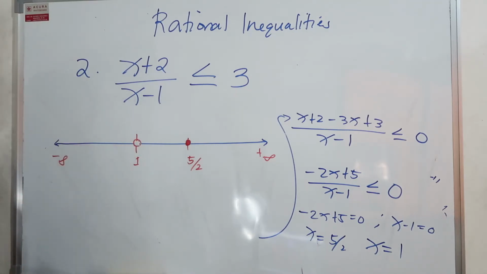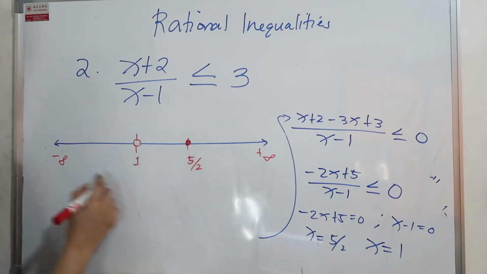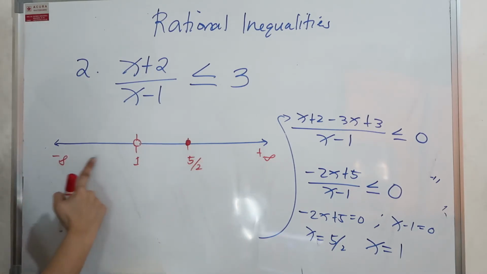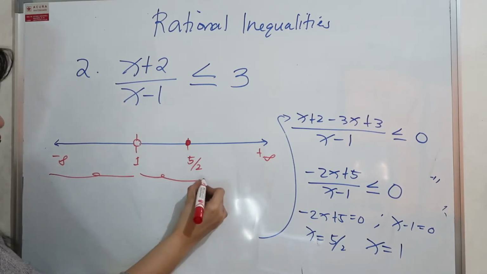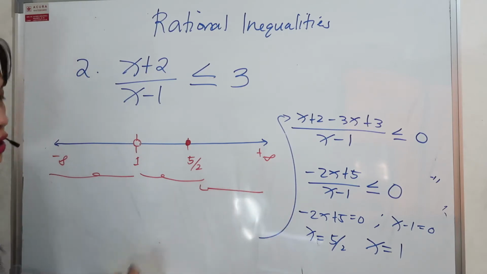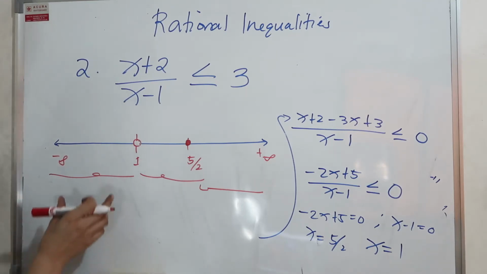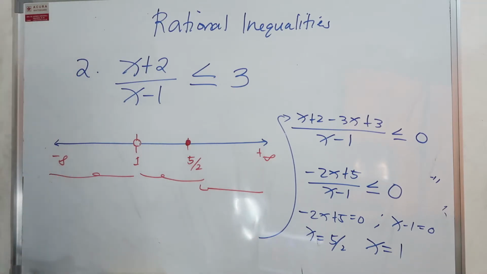Now, let's proceed. So you do have 3 intervals. The first interval is from negative infinity to 1. The second interval is 1 to 5 halves. And the third is 5 halves to positive infinity. So what's next? Next, you need to select or choose a number within the range. So what are those numbers?